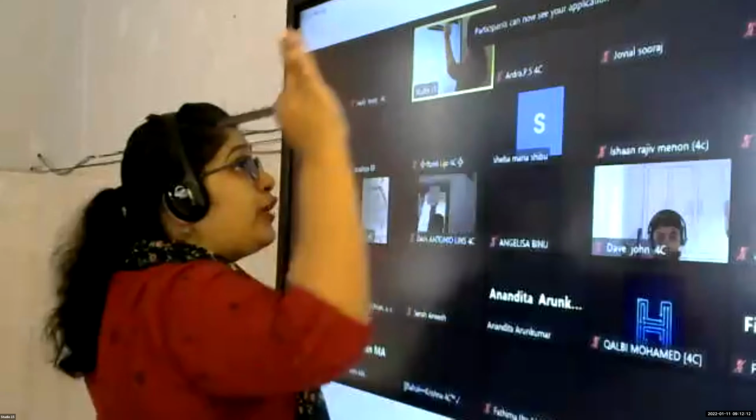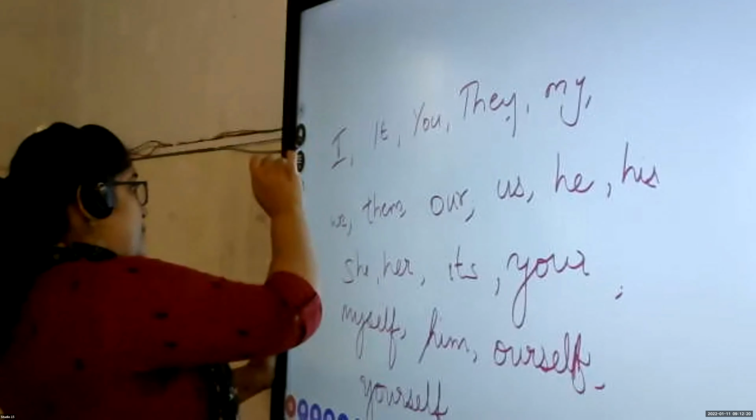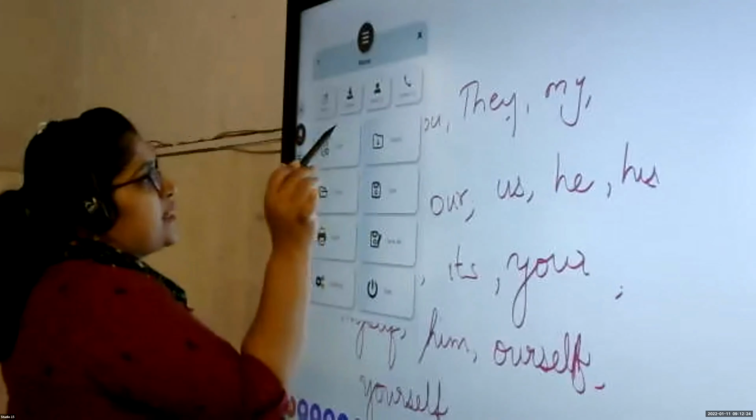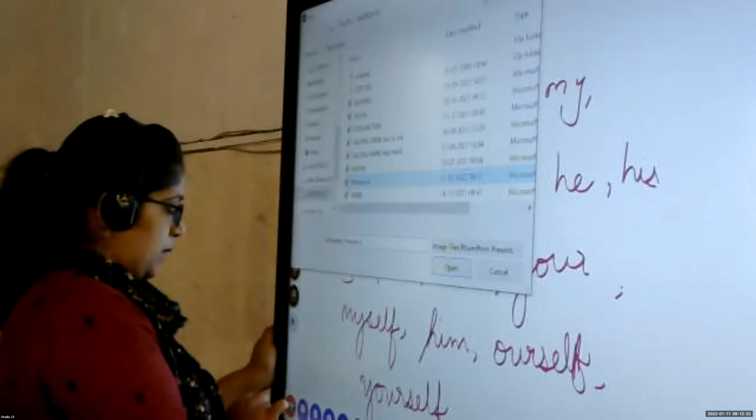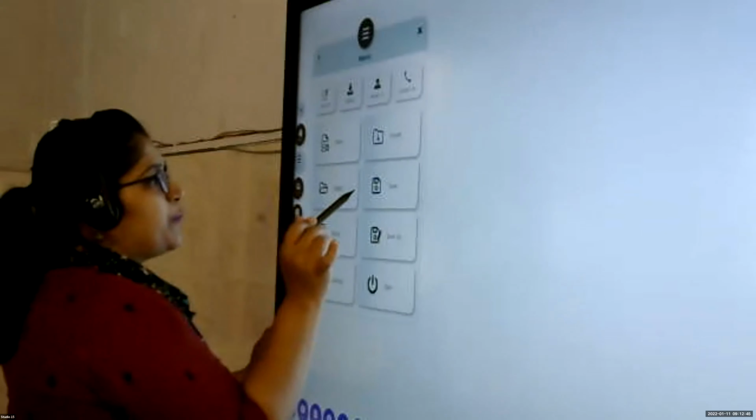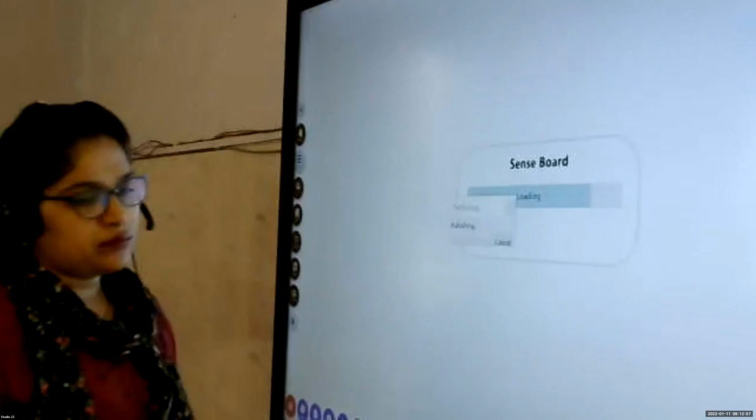These pronouns are divided into three groups. What are the three groups? The first group is first person, second person, third person. I did not share with y'all because I was uploading. So what are the three person pronouns we are going to learn? First person, second person, third person. Tell again, what are pronouns now? Pronouns are the words that are used instead of the noun.